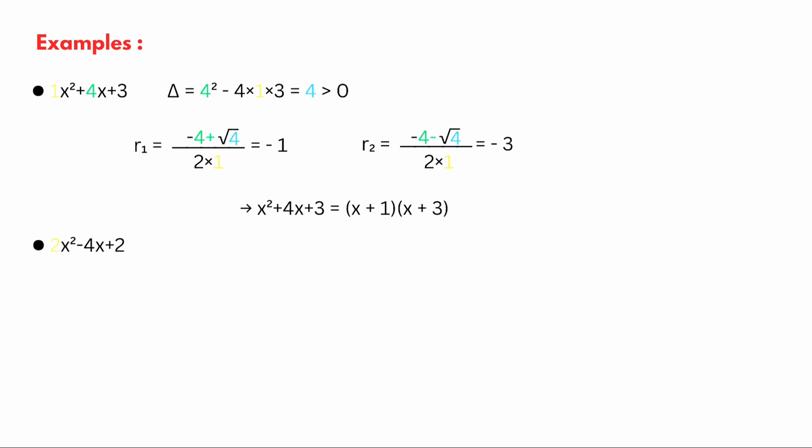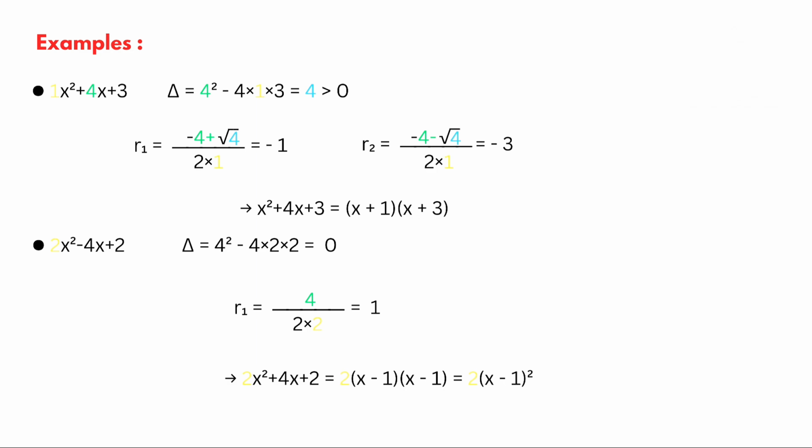Now, p of x equals 2x squared minus 4x plus 2. Delta is 0. So the root is 4 over 2 times 2, which gives 1. The factorization is 2 times (x minus 1) squared. Remember, if delta equals 0, the equation has one real double solution.